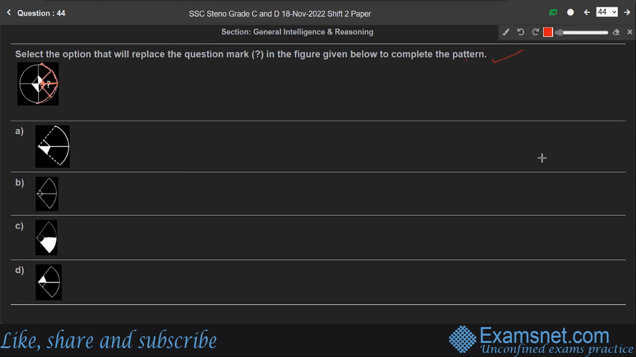Therefore, among the 4 options, option D will complete the given pattern. At the center of option D, we have a shaded part, below which is not shaded, and a straight line is drawn, a horizontal line, and the curve is drawn. Therefore, option D completes the pattern.